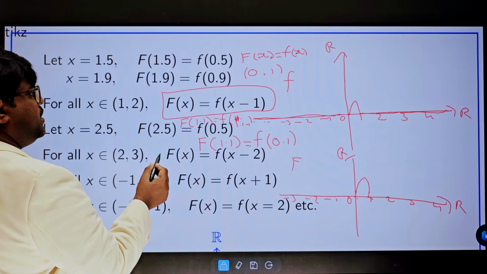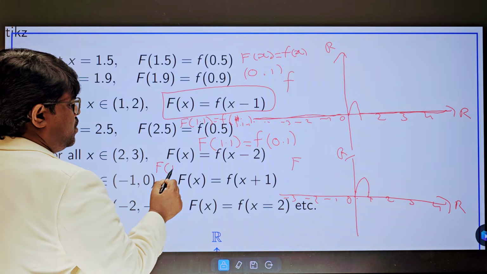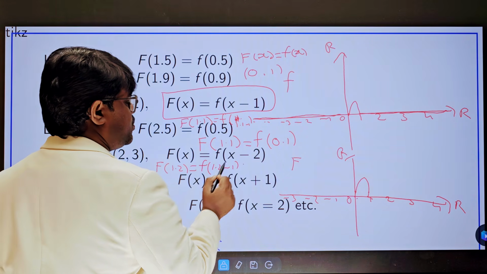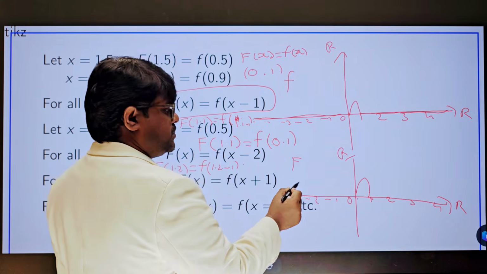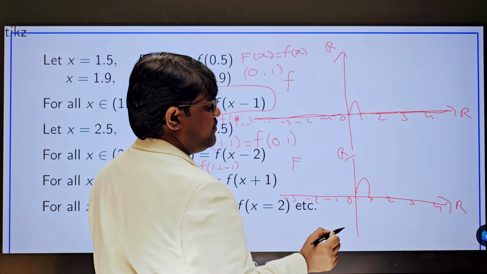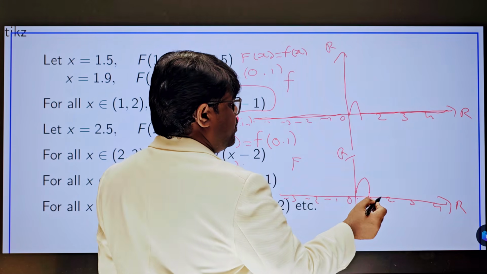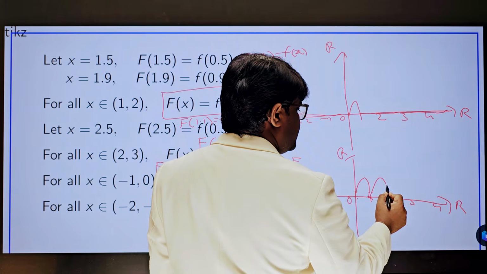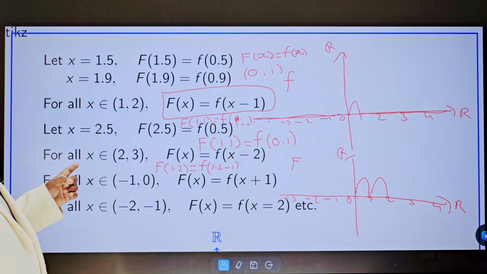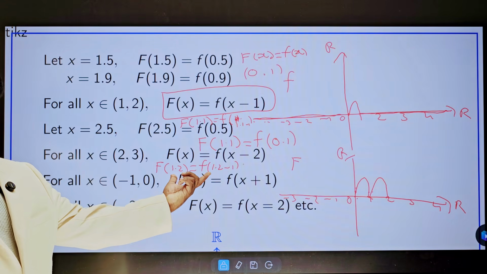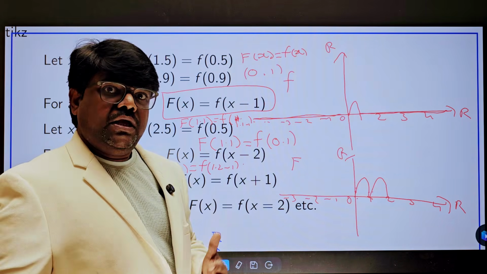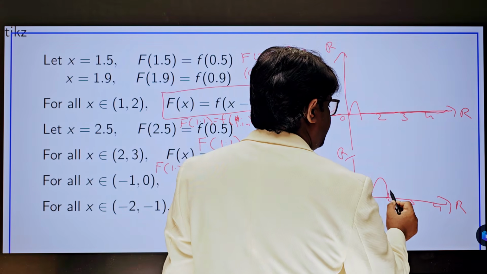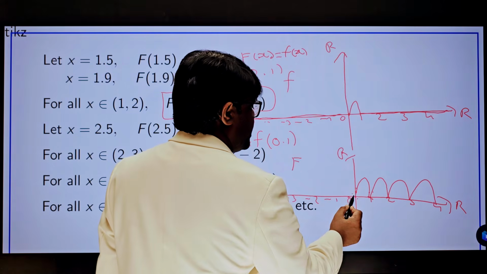Now calculate for 1.2. F of 1.2 equal to small f of 1.2 minus 1, that is 0.2. Again, for f of 0.2, this will be the value of the function. Again, for 1.2, the same height you will get. Using this, you will get this type of graph. Again, for 2 to 3, using this condition, because small f values we know, if we draw the capital F of x, you will get it like this.